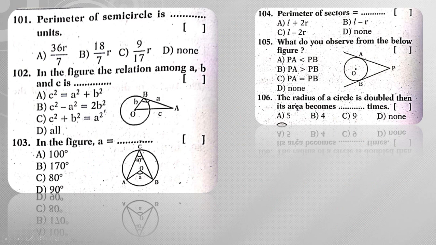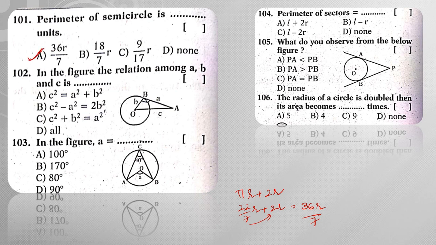Next, moving on to question number 101. Perimeter of a semicircle is nothing but pi r plus 2r. Here pi can be written as 22 by 7, so 22 by 7 r plus 2r. When you take LCM and add them up, 7 twos are 14, and 22 plus 14 is nothing but 36 r by 7. Hence the answer is 36 r by 7.